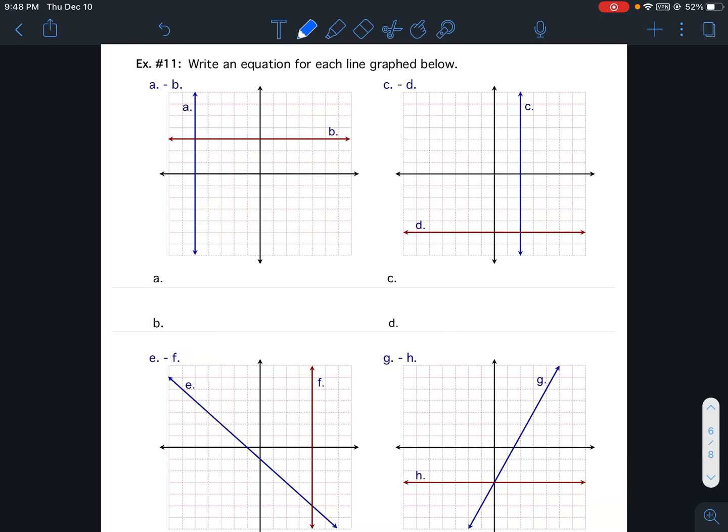Relating slope and y-intercept to linear equations. Lesson 7 notes, example number 11. Write an equation for each line graph below.